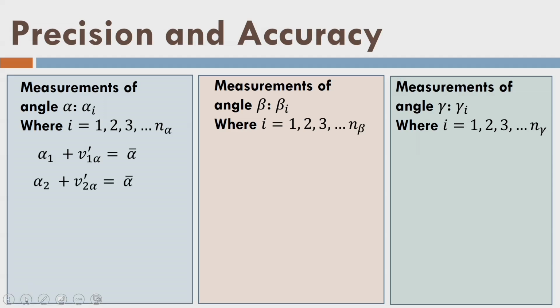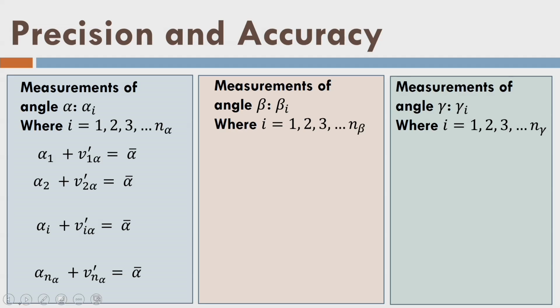Similarly, I can write the next observation alpha 2, and if I add some value v2 dash alpha, then I will get the average value of the alpha, and so on. I can write for the ith observation and I can write for the last observation, that is the n alpha observation. So, I have taken n alpha number of observations here.